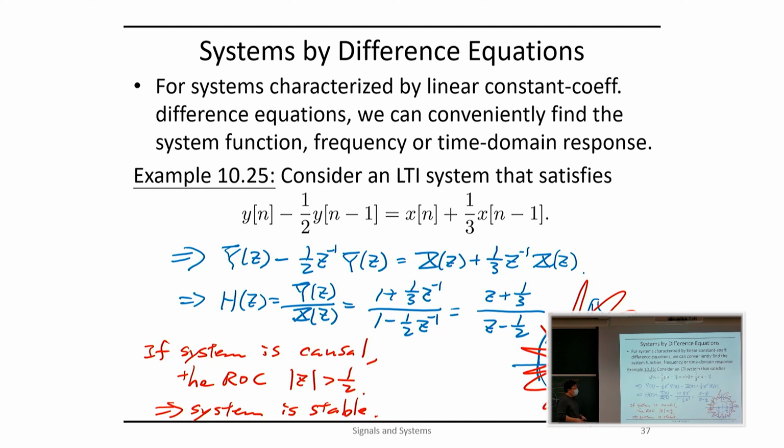On the other hand, if you have a region of convergence that is this inner circle, then the system would not be stable. And in fact, the system is also not causal.